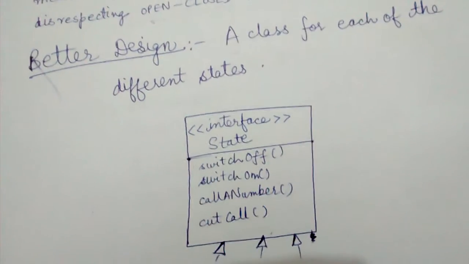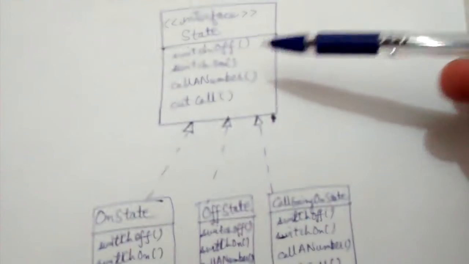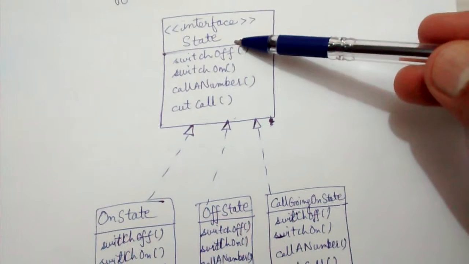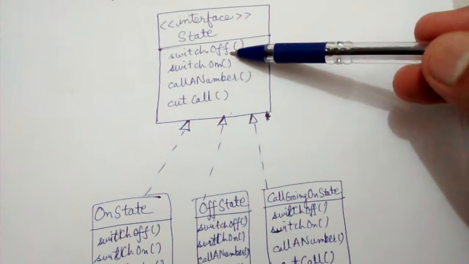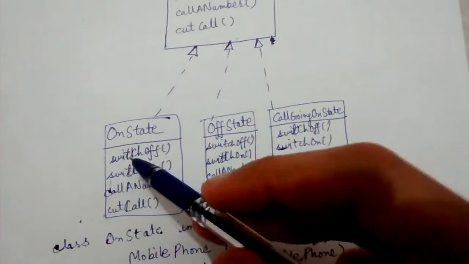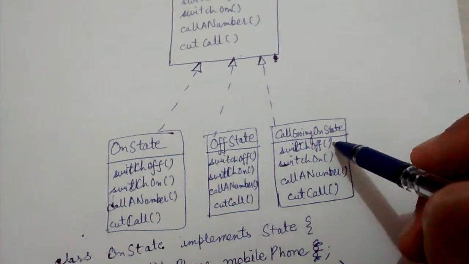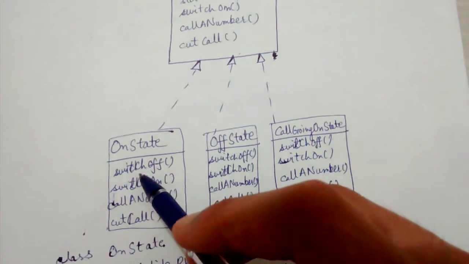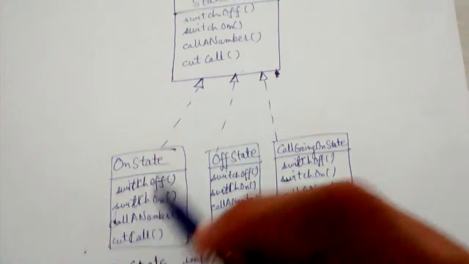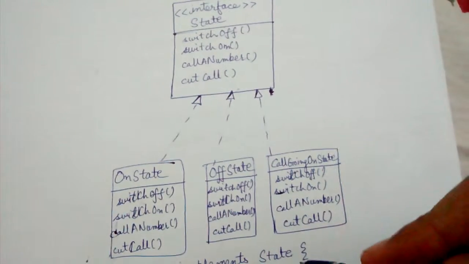So what will be a better design? Let's use a class to represent each of these states. So we are having an interface which is called state. It's having 4 methods: switch off, switch on, call a number, cut call. And we implement that interface: on state, off state, call going on state. It's having all these methods, switch off, switch on. Each of these states is providing its own implementation of these methods, correct?